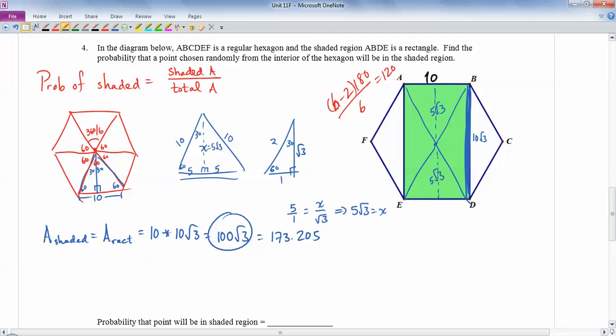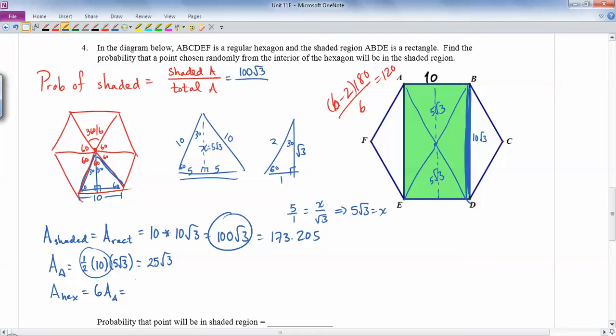Now, that's the shaded part. That's going to go on top, 100 root 3. The total area is the area of everything. So that's the area of one of these triangles times 6. So one of the triangles, area of one triangle, is going to be 1/2 the base, 10, times the height, 5 root 3. So that's 5 times 5 root 3 is 25 root 3. So the area of the hexagon is 6 of them.